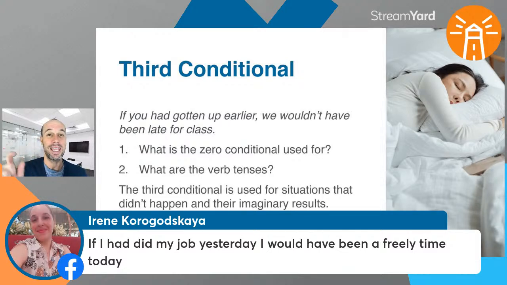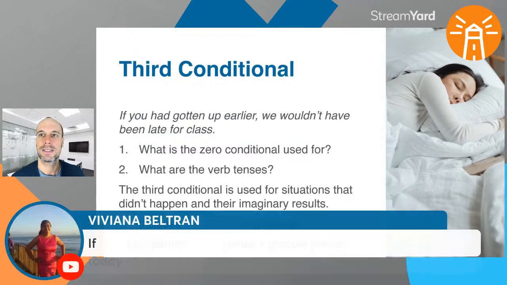Irene said, if I had did, same thing. So if I had done, right? So first is do, did, done. If I had done my job yesterday, I would have had free time today. So let's just fix that up a little bit, Irene. If I had done my job yesterday, I would have, you could say, I would have had free time today. And then your sentence would be perfect.